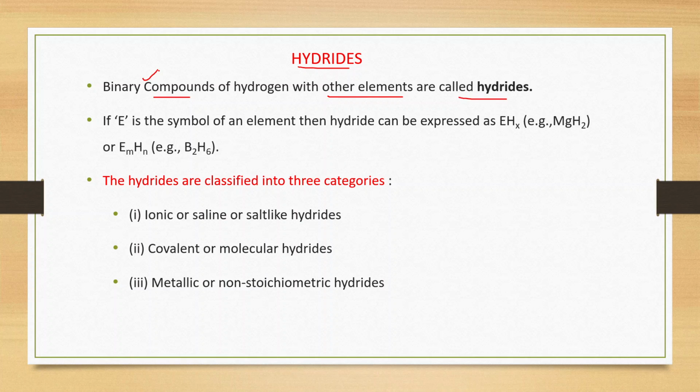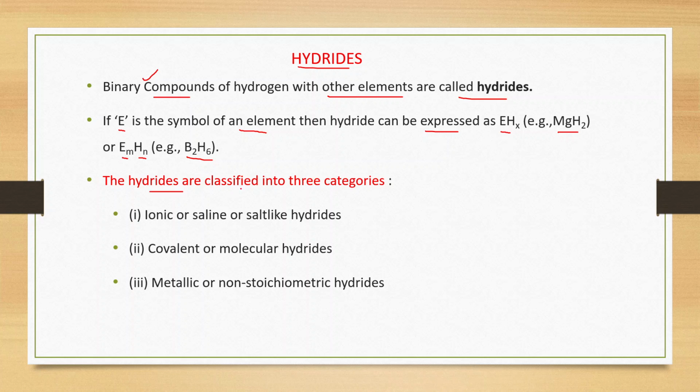Actually, almost all the elements of the periodic table can react with hydrogen except noble gases. These binary compounds of hydrogen with other elements are known as hydrides. If E is the symbol of an element, then a hydride can be expressed as EHx, for example, magnesium hydride MgH2, or EmHn, for example, B2H6, that is diborane.